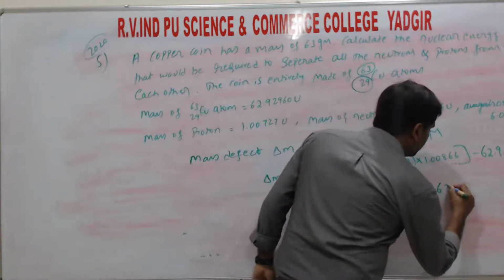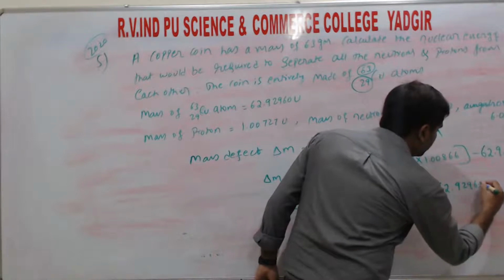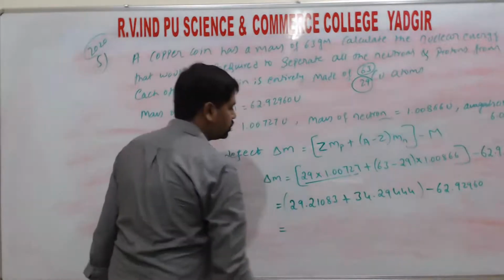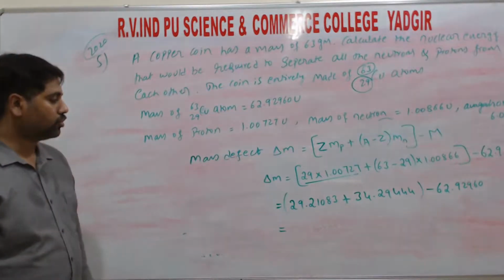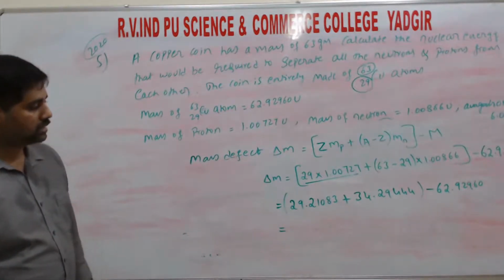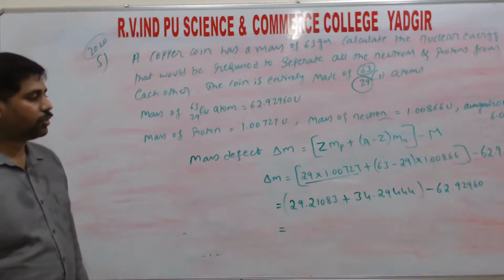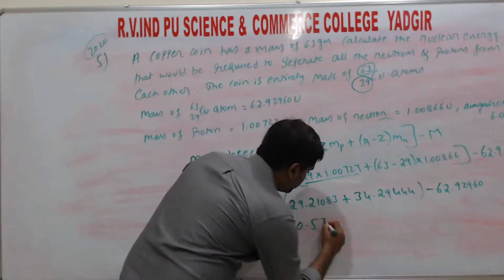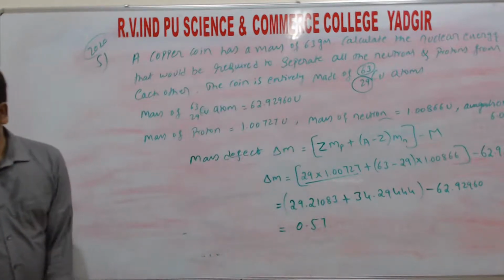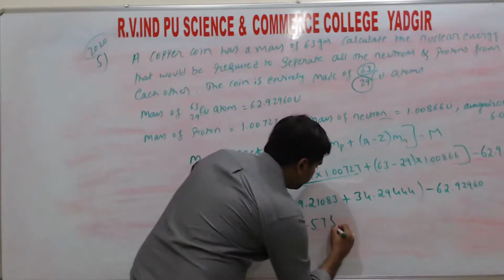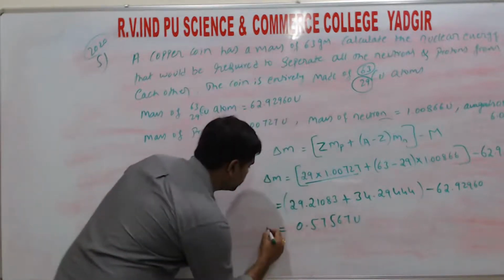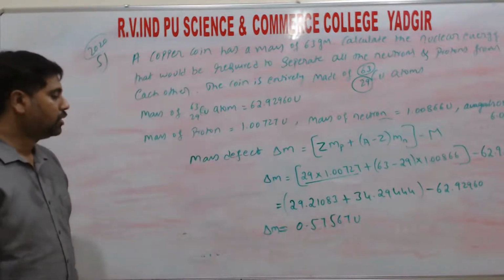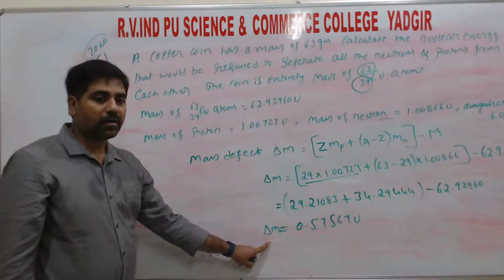Minus 62.92960, right? So here now we need to add these two, 29 plus 34. 63 minus 62, so that gives almost 0.57567 U once you simplify. So this gives the rest mass delta M, right?